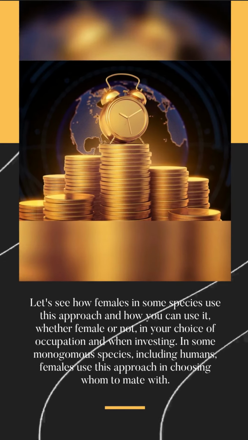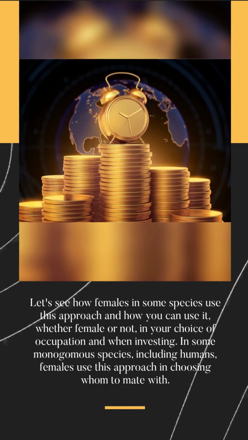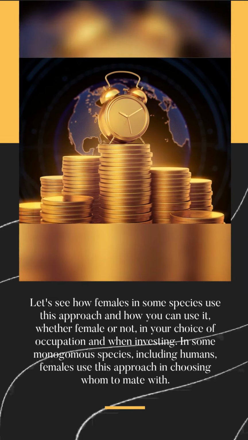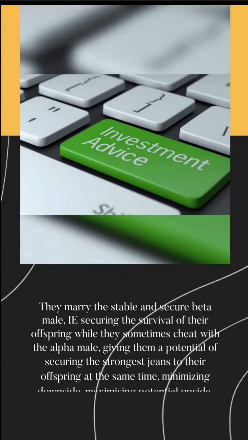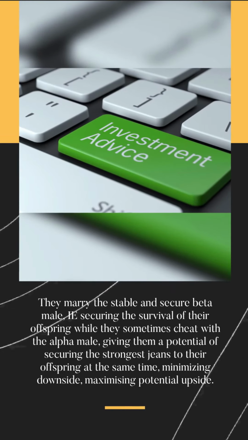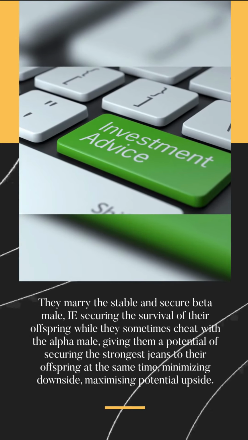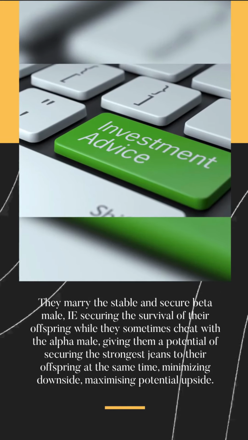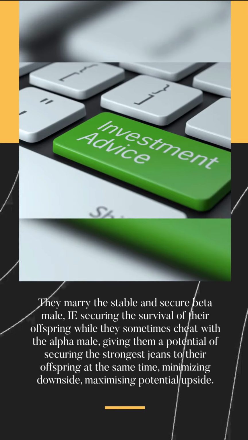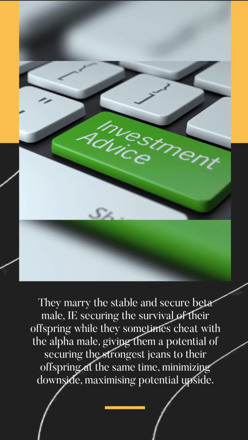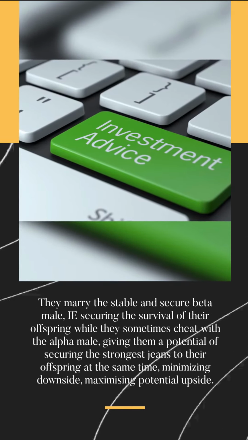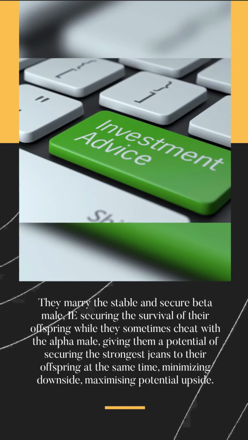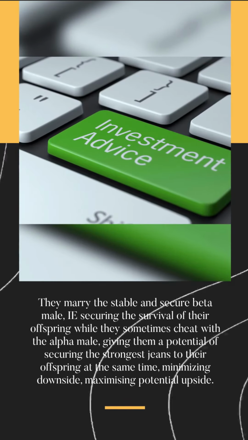In some monogamous species, including humans, females use this approach in choosing whom to mate with. They marry the stable and secure beta male, securing the survival of their offspring, while they sometimes cheat with the alpha male, giving them a potential of securing the strongest genes to their offspring at the same time. Minimizing downside, maximizing potential upside.